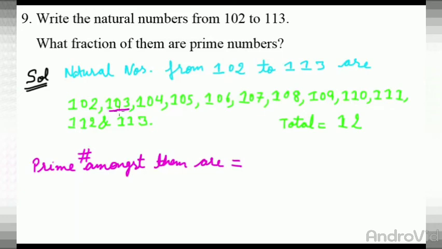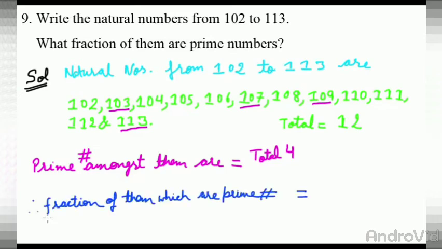So first number that is prime is 103. 104 is not. Then we move on up to 107. It is a prime number. Then we see another, that is 109, and the last one 113. So we selected total 4. So the fraction of them which are prime would be the prime numbers, that are 4 in number, over total number of numbers, that is 12. So 4 over 12 is the answer.